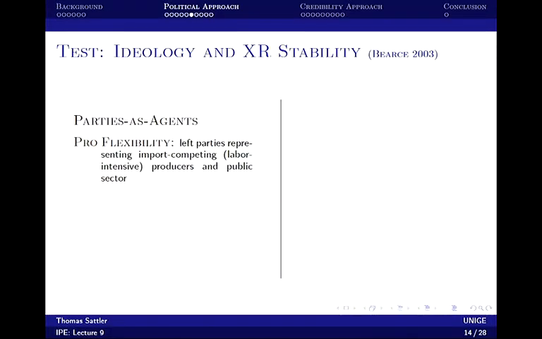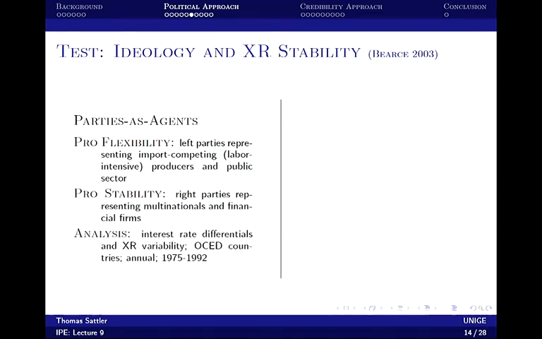So let's quickly, I just want to very quickly show you a more broader test of these arguments. So the argument here that's made by David Beers is that left parties, it's exactly the same. Left parties represent import competing producers. Right parties represent the multinationals, and that's why the right parties want more stability and the left parties want more flexibility. And he tests this.